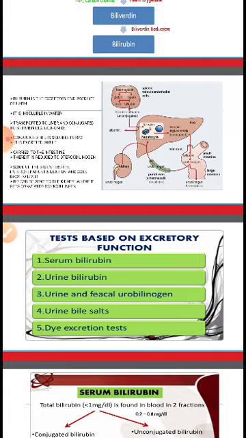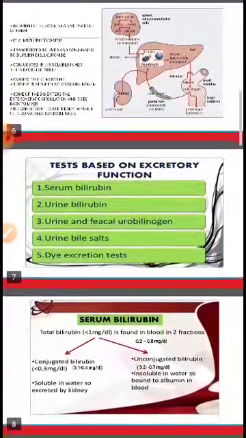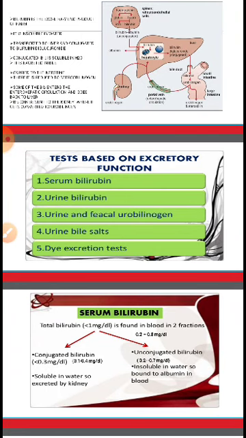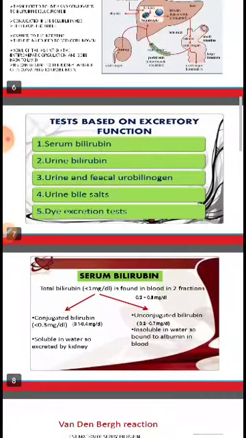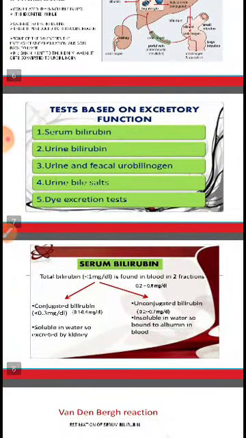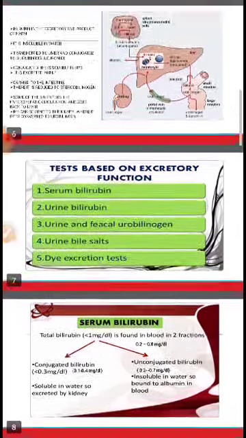Now what happens to this bilirubin? Bilirubin, as you know, is insoluble in water, so it is transported to the liver bound to albumin. Once it reaches the liver, it gets conjugated and first forms bilirubin monoglucuronide and then further bilirubin diglucuronide. This conjugated bilirubin is now soluble in water and it can then be passed on through the bile. It can go to the intestine. In the intestine, it can be converted to stercobilinogen and stercobilin, which is then excreted in the feces.